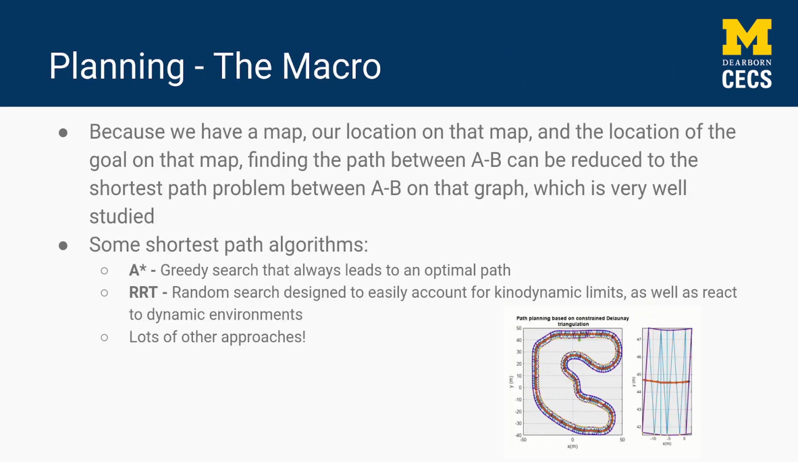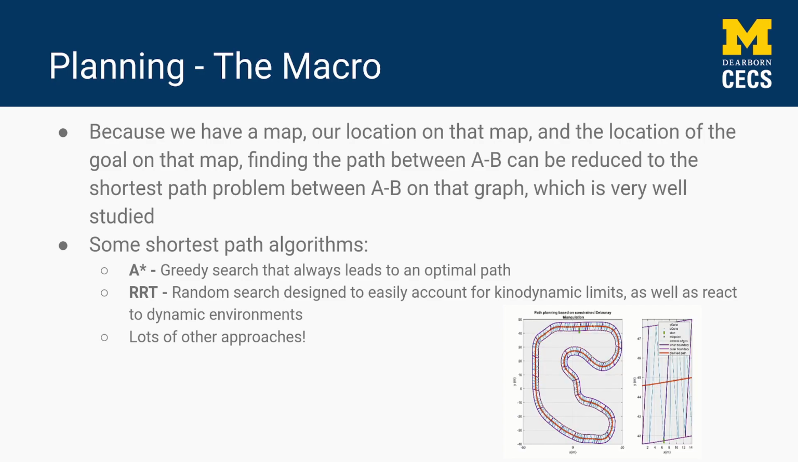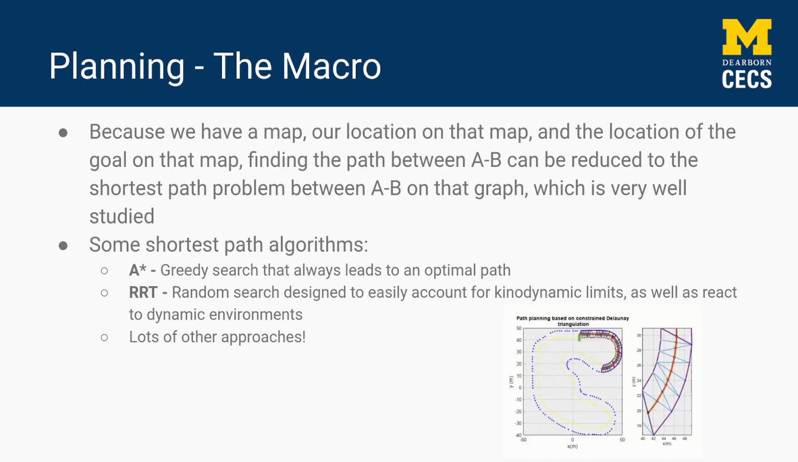Now, I should mention that these aren't the only two. These are very common, and RRT and A star are most of what you'll see. But each problem has its own unique solutions. For example, if you see on the bottom right here, I just found this right before presenting this.